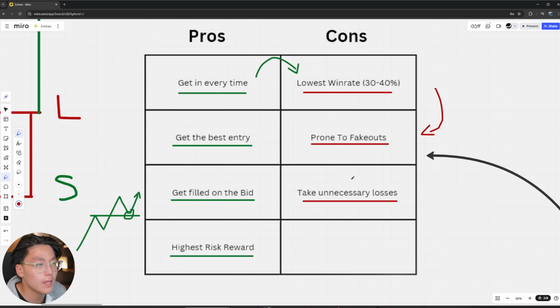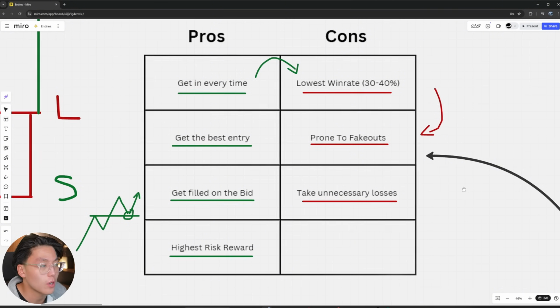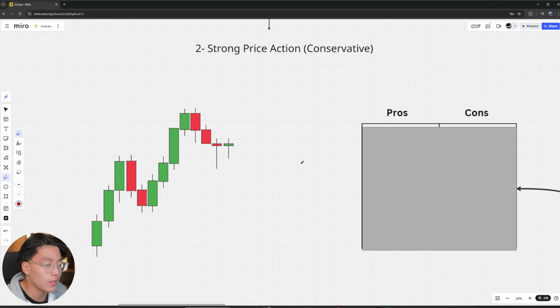So with this being said, you can see that we have the pros and cons figured out for the limit order. Now let's go on to the second entry model, which is our conservative entry model. So as you can see right here, what we have is our conservative entry model. And now what we're doing is waiting for strong price action.